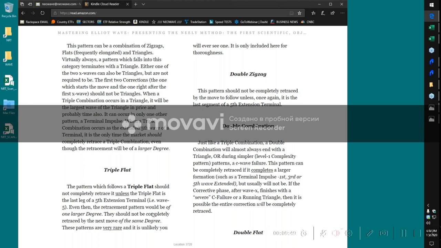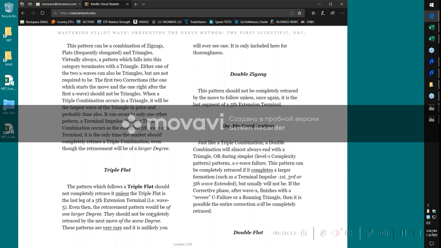Once any pattern finishes something larger, then the structure of that final leg is no longer relevant. So it doesn't matter what the structure of wave 5 is in a 5-wave move. It doesn't matter what the structure of wave C is at the end of a flat or a zigzag, because once it's over, it depends on what that pattern completes, and that's going to tell you how big or how small the next move is going to be.